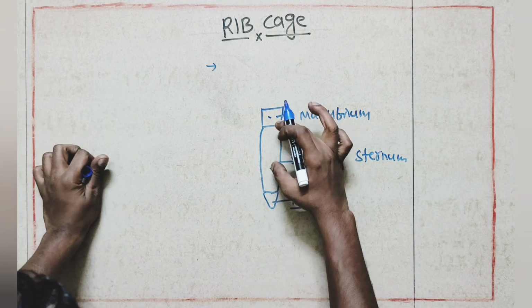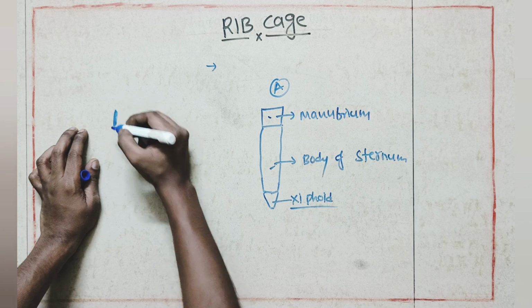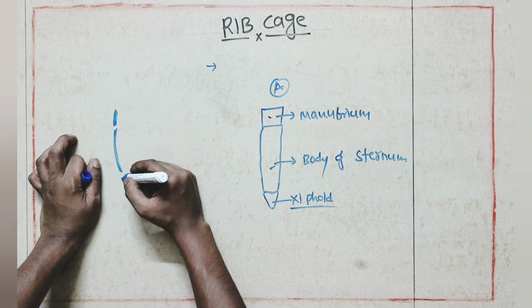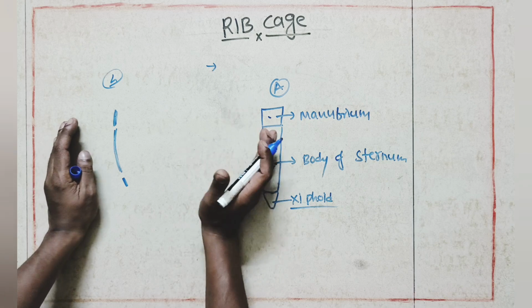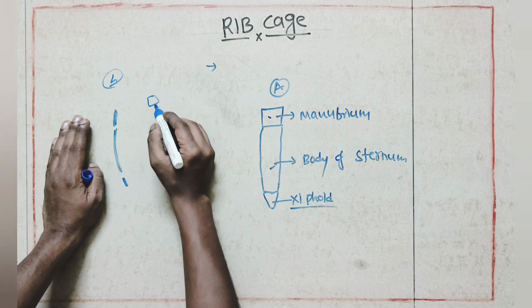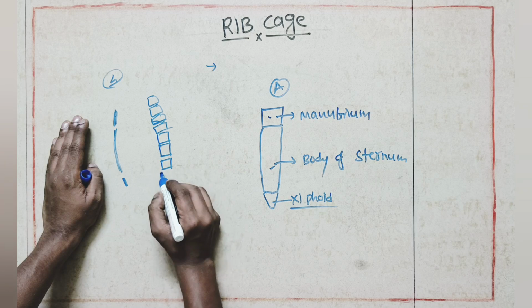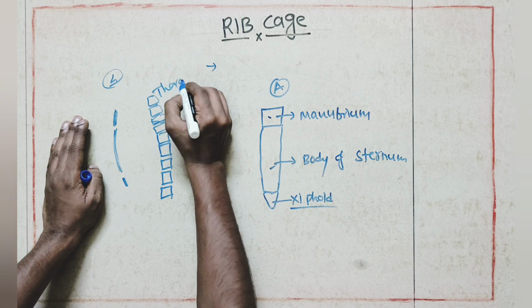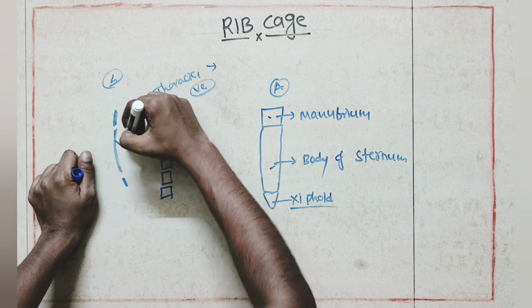And one more, this same view we are calling anterior. Suppose you see the sternum laterally: imagine this is the manubrium, this is the body of the sternum, this is the cephalic process. We are seeing it laterally. Just behind it, posterior to the sternum, we will have the thoracic vertebrae, T1, T2, T3. Imagine this is the thoracic vertebrae. Between this sternum and the thoracic vertebrae, we have connections.